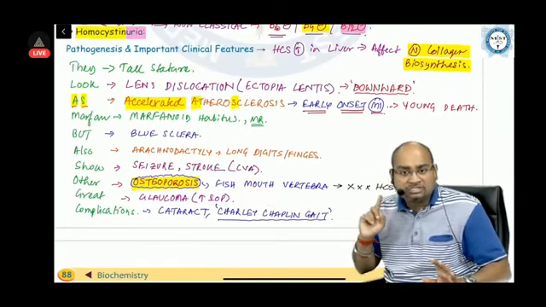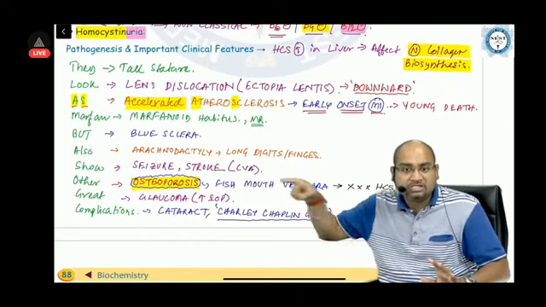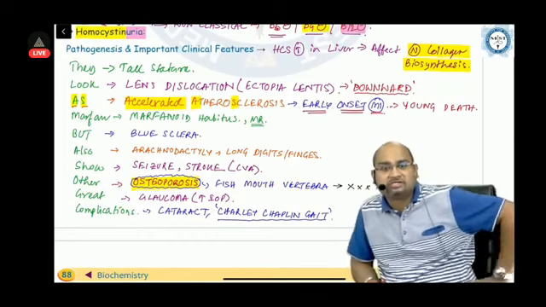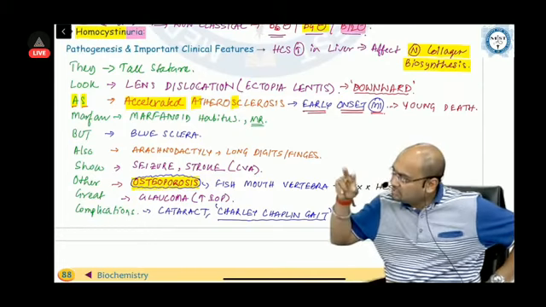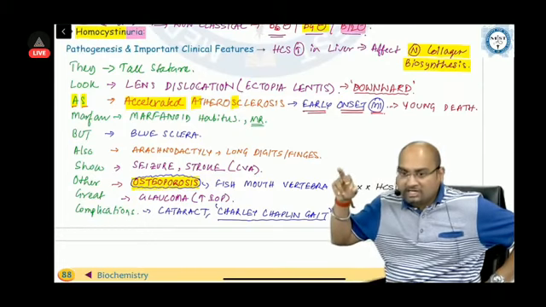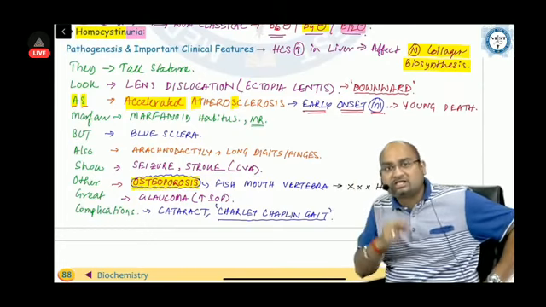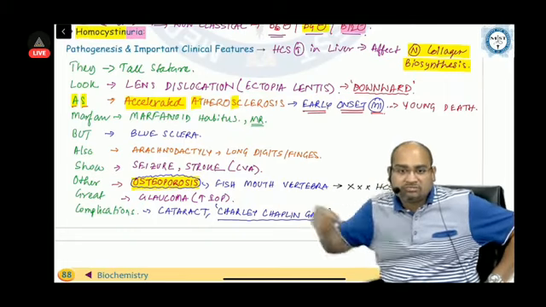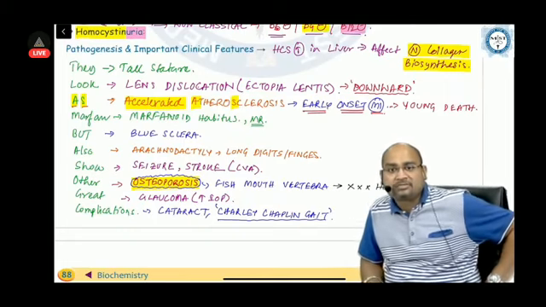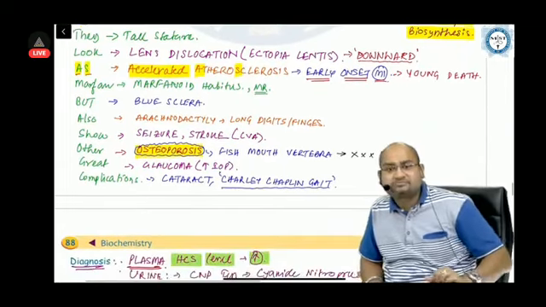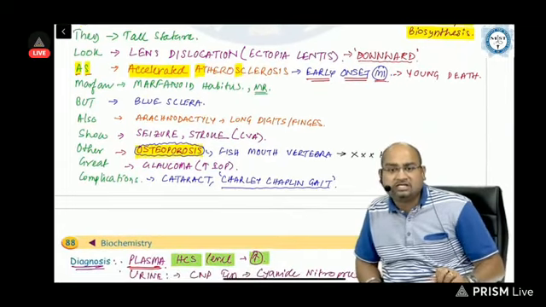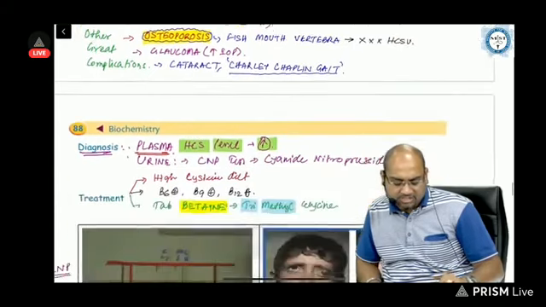If in homocystinuria you have osteoporosis, then it can also have fish mouth vertebra. So in an MCQ, if osteoporosis and homocystinuria both are given, then please choose the better answer for fish mouth vertebra as osteoporosis. From G we have glaucoma, from C cataract, Charlie Chaplin gait. Please try to understand Charlie Chaplin.